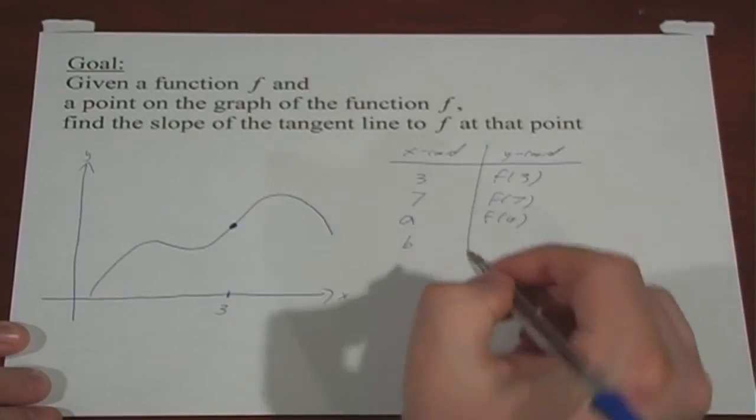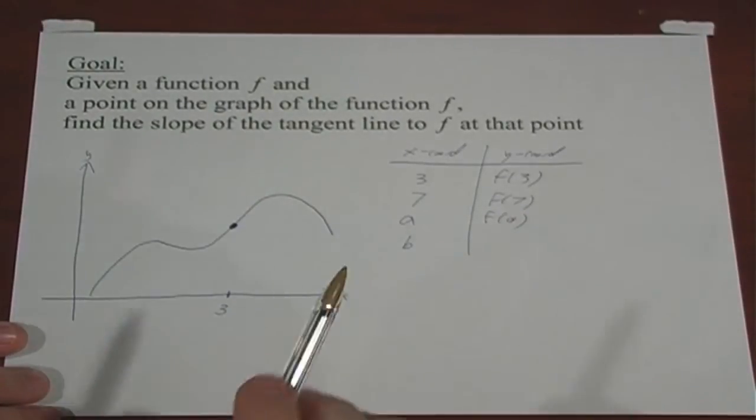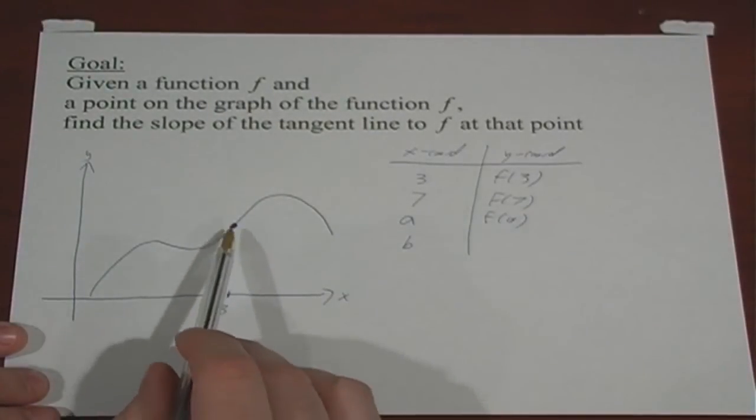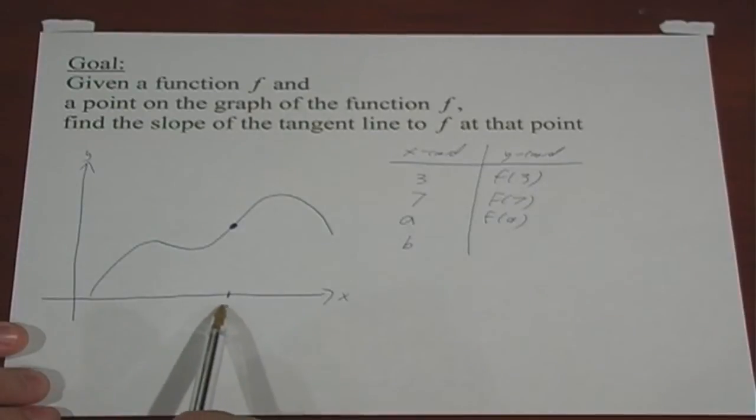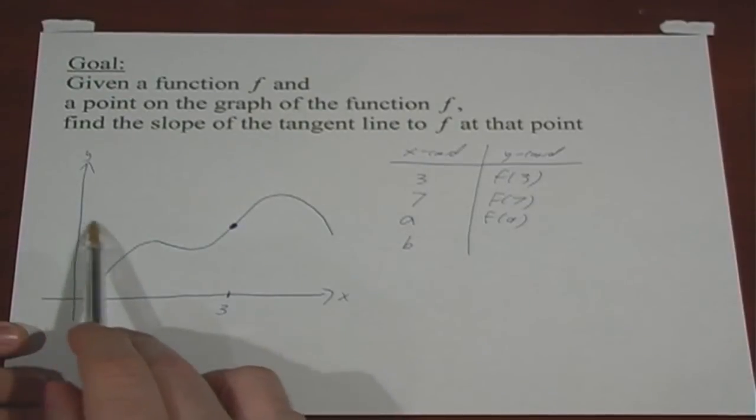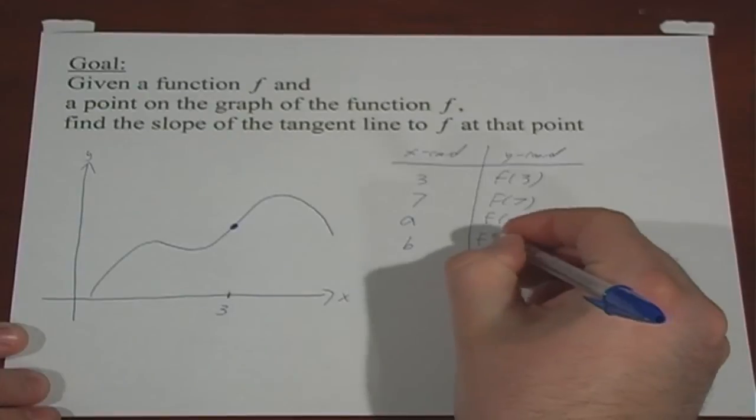Let's do another one. Let's say B. So again, we have a function, a point on the function, and the x-coordinate is b. So instead of saying 3, it says b. Now I'm asking for what's the y-coordinate here? And the answer is f of b.